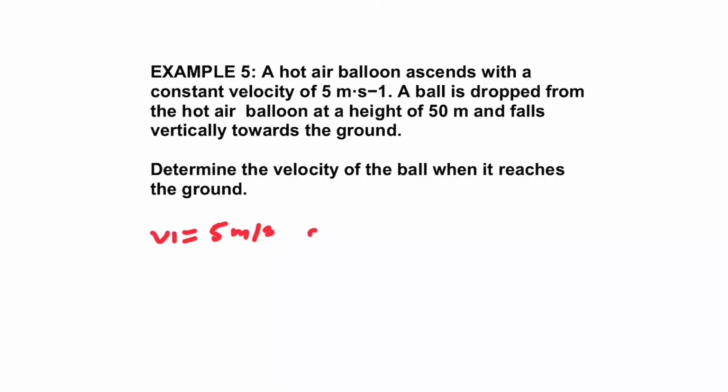But its acceleration is not that of the reference. Its acceleration is and always is 9.8 meters per second squared. Okay? And then it is dropped from a height of 50 meters and is going towards the ground. So when it strikes the ground, its displacement will be 50 meters. Whether it's supposed to be plus 50 or minus 50, we'll take care of that later. Okay? And then what are we looking for? We want to determine the velocity of the ball when it reaches the ground. So that is VF. We want to find VF.